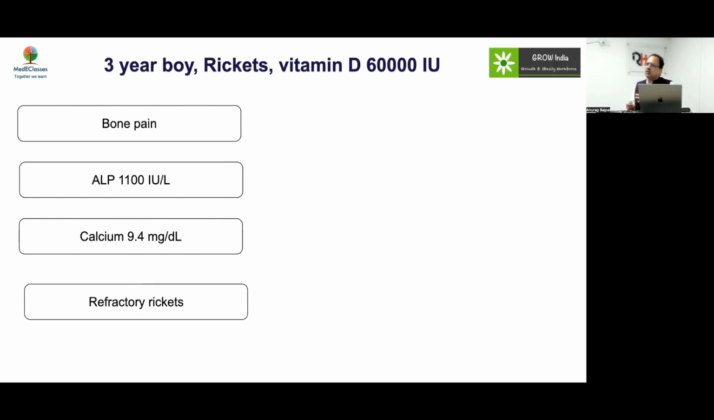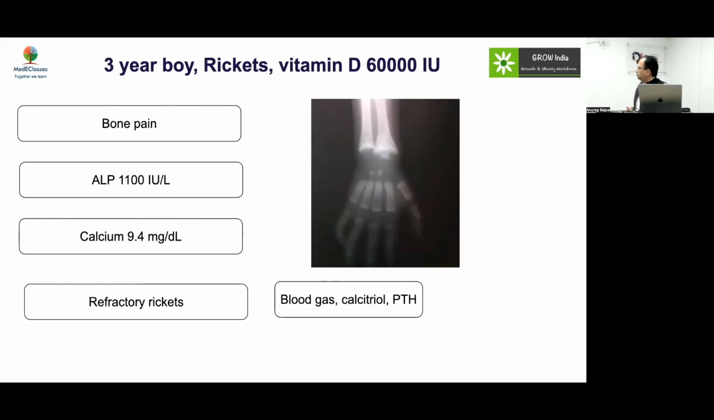We need to understand that once you treat, there are different changes which may happen, which can cause bone pain, and the ALP is a marker of bone formation, so the levels may go up. So this is not really a case of refractory rickets, because once you label refractory rickets, you have to do many complicated investigations like blood gas, PTH, vitamin D, calcitriol, which is not going to help and will cause more confusion. This was clearly a simple case in which, if we had looked for the line of healing, it was present. We were messing up a simple case, making it more complicated. So this was a normal response.